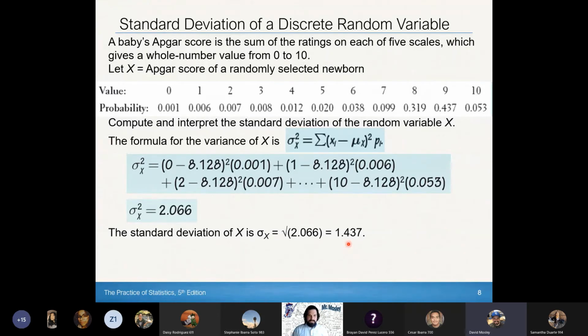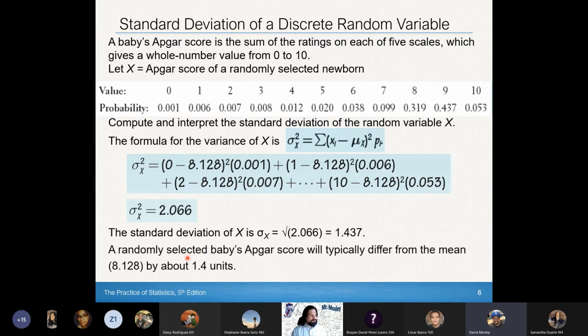What does that mean? It means that typically the APGAR score of a randomly selected newborn will vary by about 1.437 from the mean. What was the mean? 8.128. So that's what we will say: a randomly selected baby's APGAR score will typically differ from the mean, 8.128, by about 1.4 units.